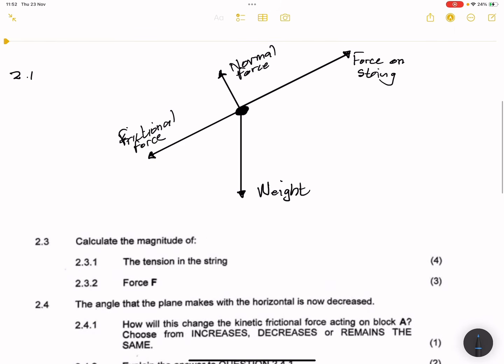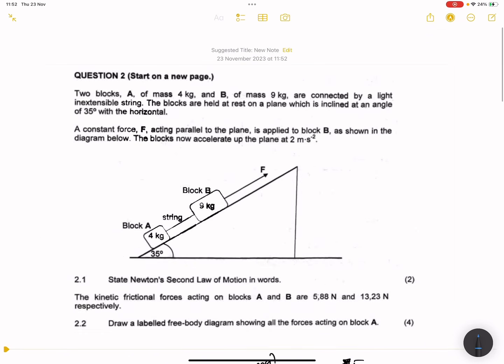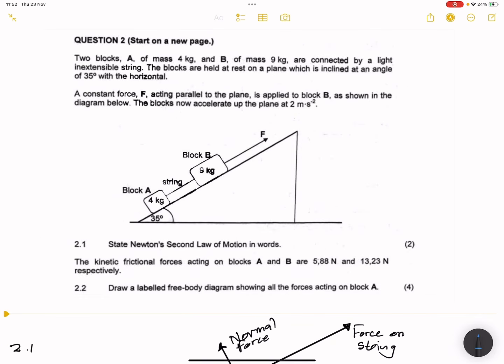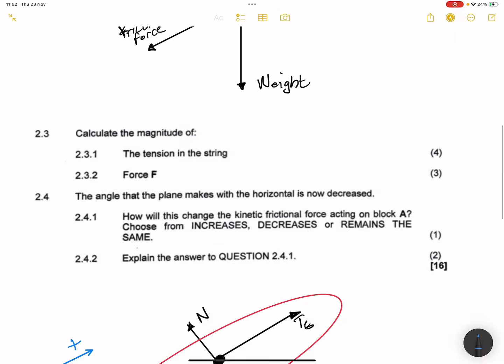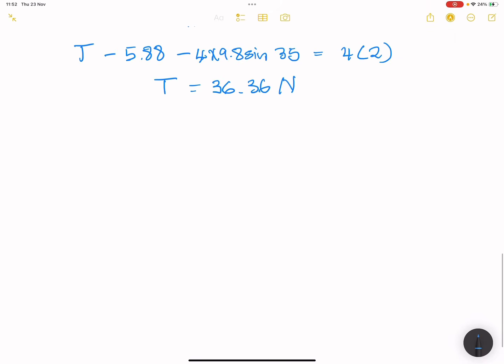They want us to calculate the force F. Now remember, force F is directly connected to the 9 kilogram body, which is block B. So I'm going to draw the free body diagram for block B, and what it looks like is we've got the force applied, which is F. Again, we've got friction.